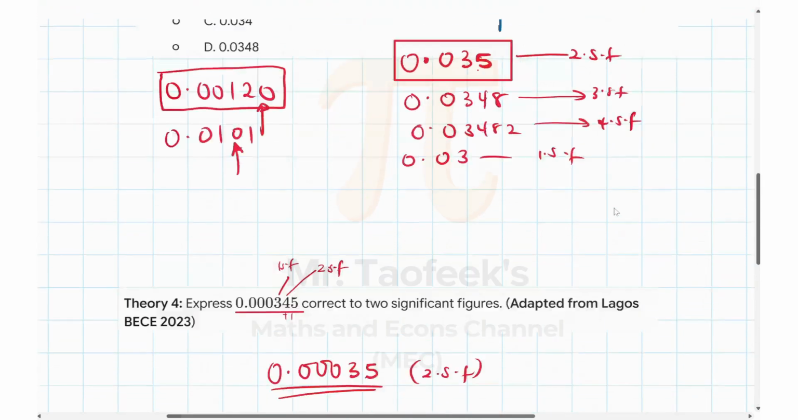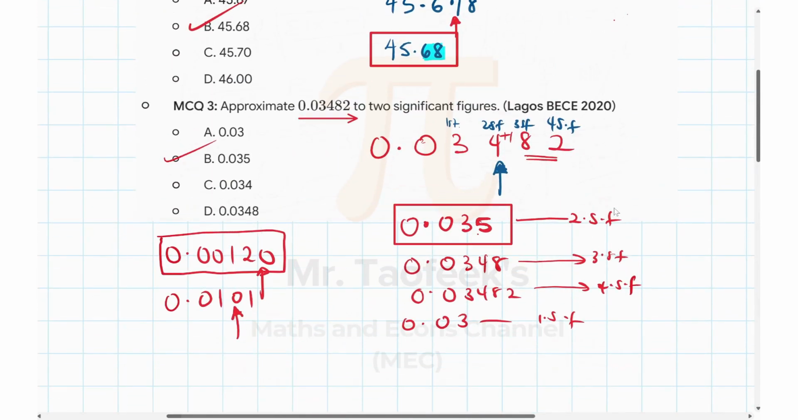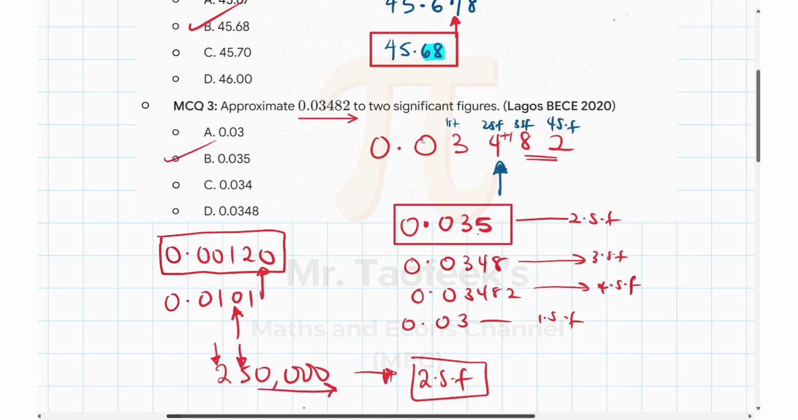I think one final thing I'd like to mention with regards to significant figures is that if you have a whole number, say for example, I have 250,000. How many significant figures is this? There are quite a number of arguments, but we can call this 2 significant figures because these two numbers are significant, but the numbers afterwards are not significant. So we call these 2 significant figures. So say for example, I have 246,789, and I was told to write this as 2 significant figures. What will be my answer?